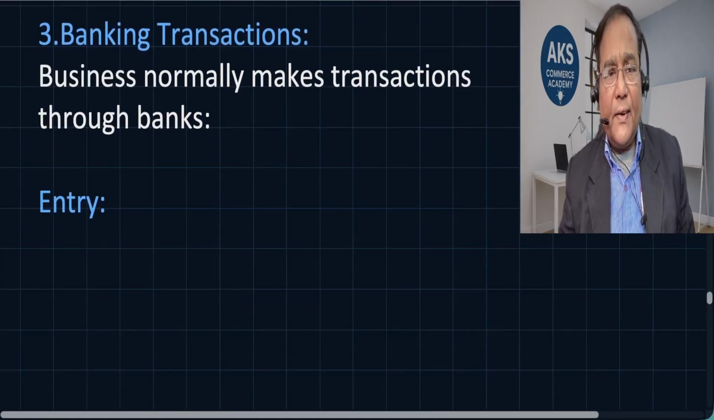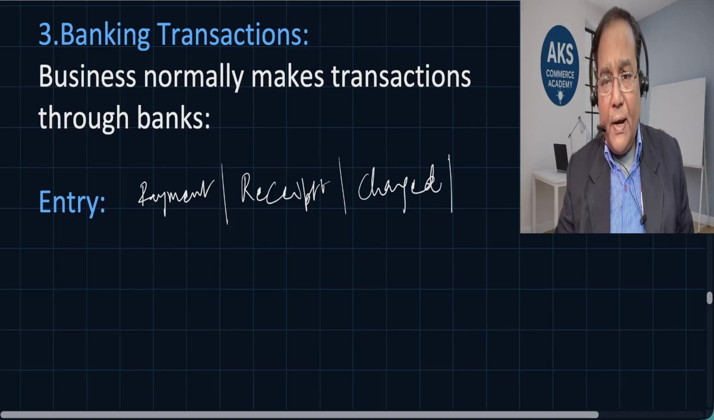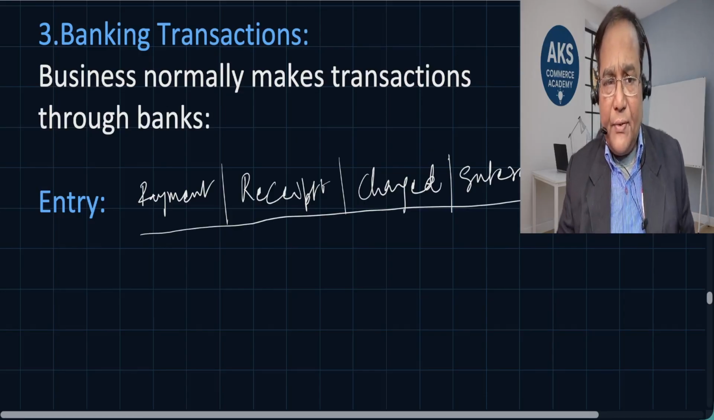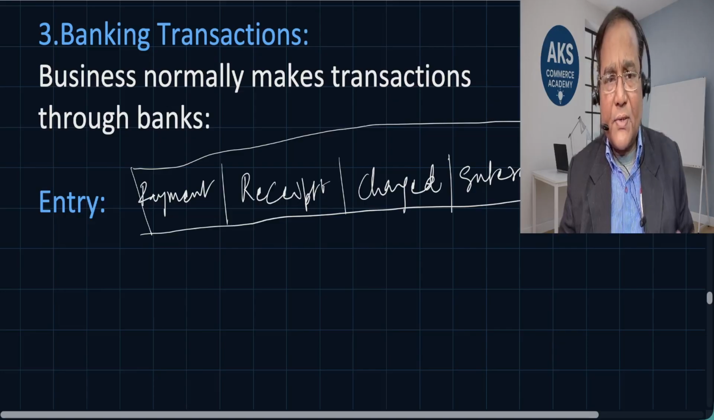Now banking transactions. Let us see a few banking transactions. Business normally makes transactions through the bank. What kind of transactions happen? There are bank payments, or there may be receipts as per the direction of the account holder. There may be charges charged by the bank, and interest charged or allowed. The bank does enormous transactions on behalf of or with the account holder, and many entries are made by the bank for various activities. Accordingly, the entries are made.